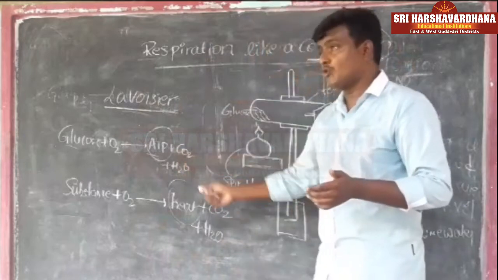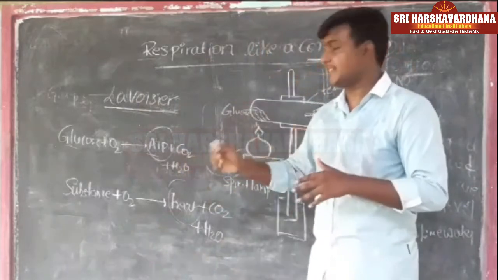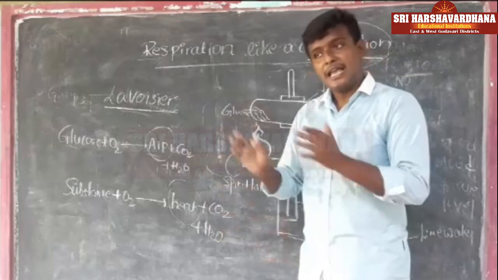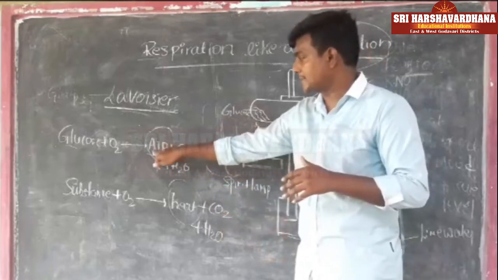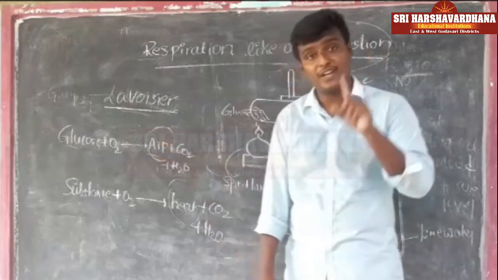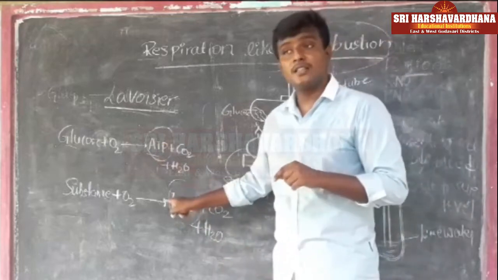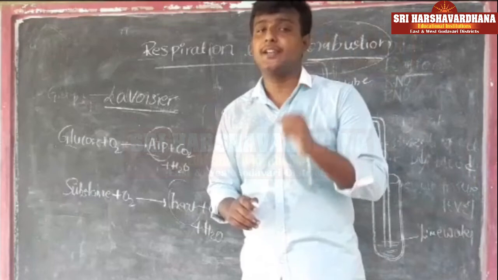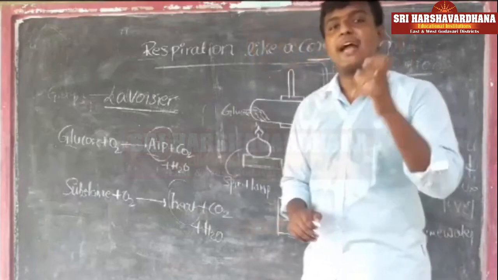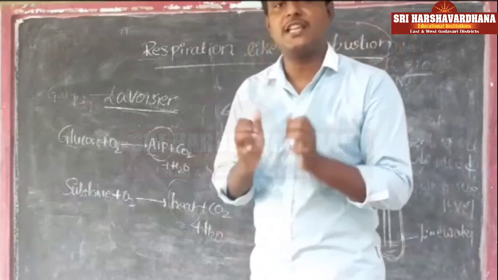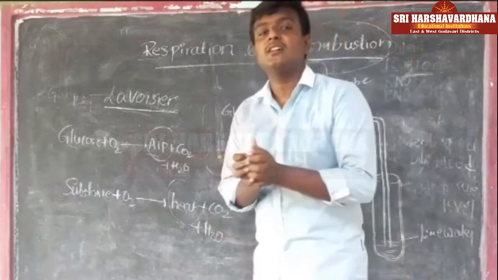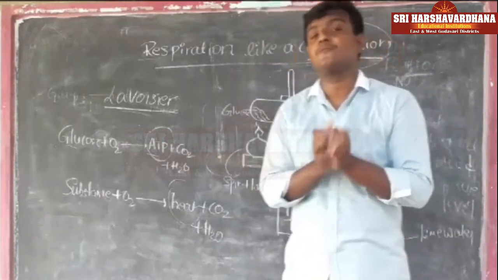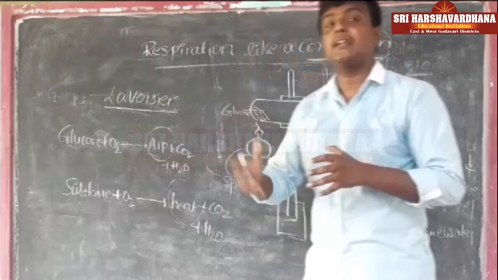At the end, most of the end products are the same: CO2 and water are liberated, and energy is also liberated. But in the respiration process, the energy takes the form of ATP, whereas in the combustion process the energy takes the form of heat. So now we have to perform an activity so that we can understand respiration and the combustion process very well. Now we are going to discuss that activity.